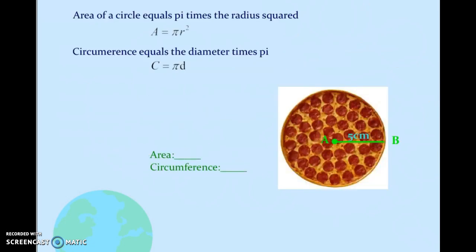All right, let's talk about the formulas. Remember our little song, pi r squared, sounds like area to me, and when I need circumference, I'll just use pi d. So let's find the area and the circumference of this pizza.